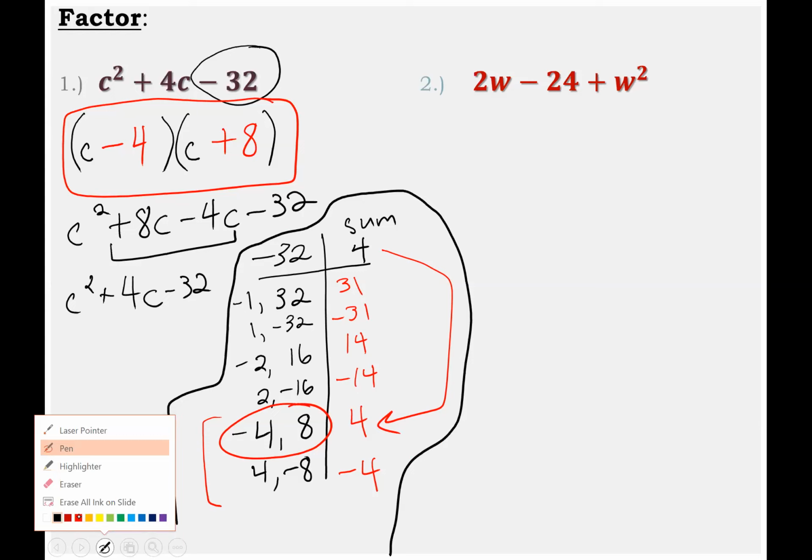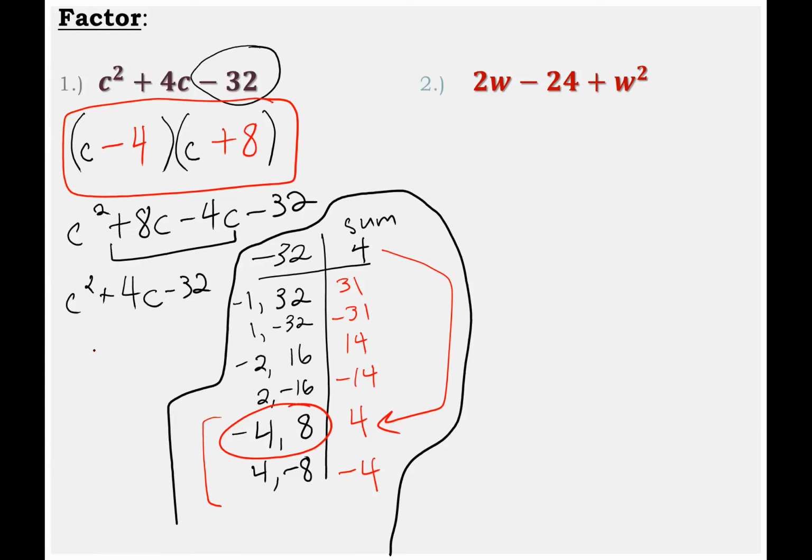Now, if you wanted to write the answer in a different order, here's what you could do. You could write the C +8 first and then the C -4. But it's important that the 4 has the minus sign and then the 8 has the plus sign.